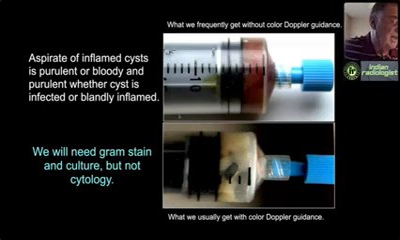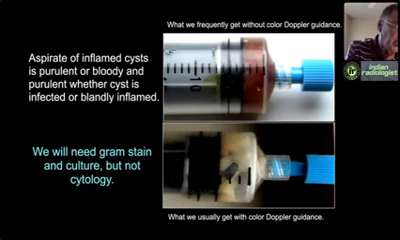Now, when you aspirate these inflamed cysts, you either get pus or bloody pus. If I just get plain pus, I don't send it for cytology or flow cytometry because I'm not worried about papilloma or carcinoma. All I want to know is, is it infected or just bland inflammation? So all I need is a gram stain and a culture on that. If I get bloody pus, on the other hand, then I feel obligated to send it for cytology and flow cytometry.